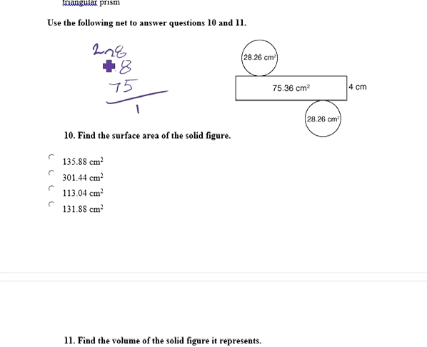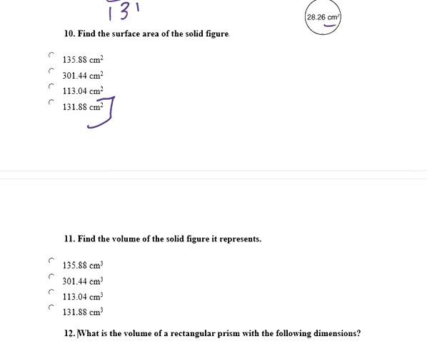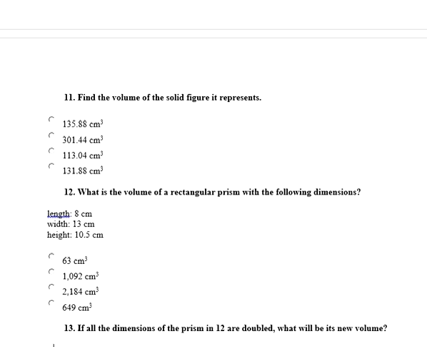So 21, and 2 and 2 and 2 is 6, and 7 is 13. So I'm looking for a number a little bit bigger than 131. And there's a couple of them, but this is quite a bit bigger. But here's 131.88. And if I added 0.26 plus 0.36 plus 0.26, that would give me 88. So that's my answer. And we'll go on to number 11.